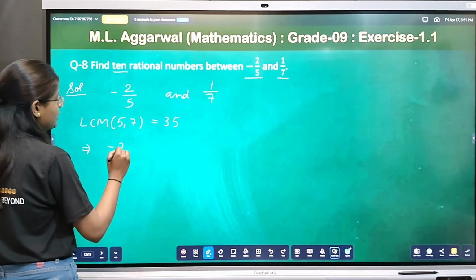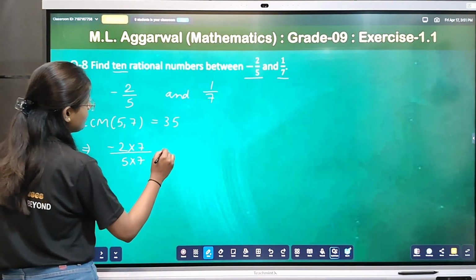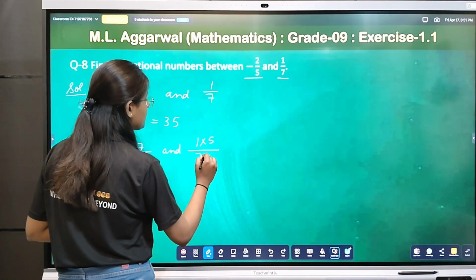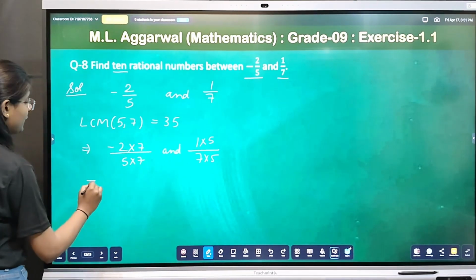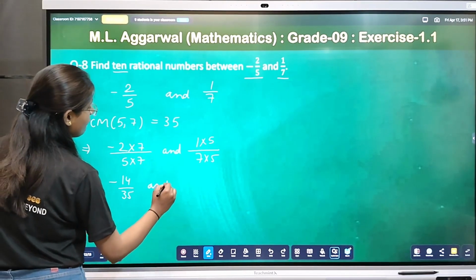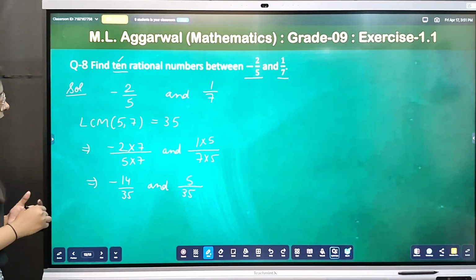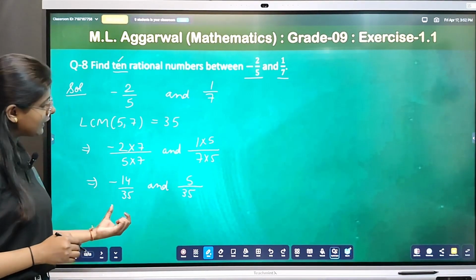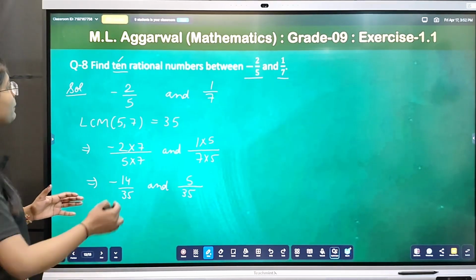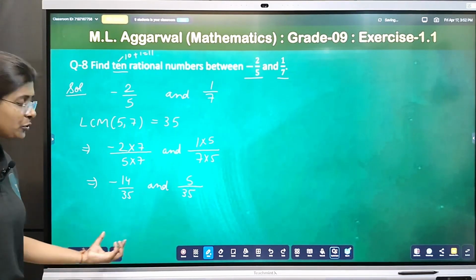And when you will solve it, you need to multiply the first number by 7 in numerator and denominator, and the second number by 5 in numerator as well as in denominator. You'll be ending up with minus 14 upon 35 and 5 upon 35. You need 10 rational numbers. And we can easily see that one number is negative, another is positive, and there exist so many numbers. So instead of multiplying by 10 plus 1 is equal to 11, we will simply figure out the numbers between the given boundaries.